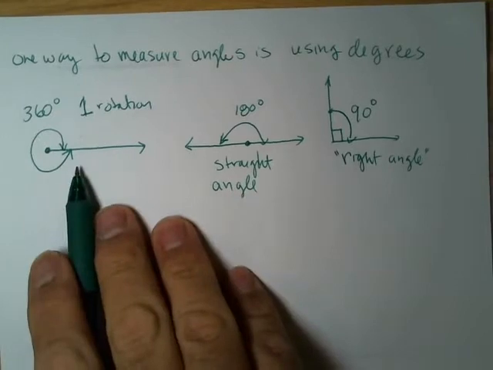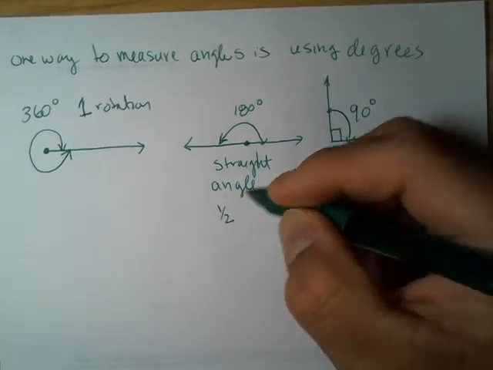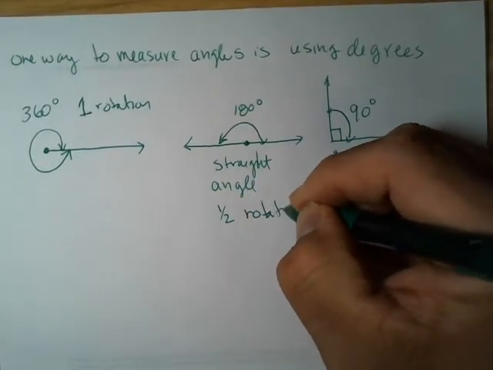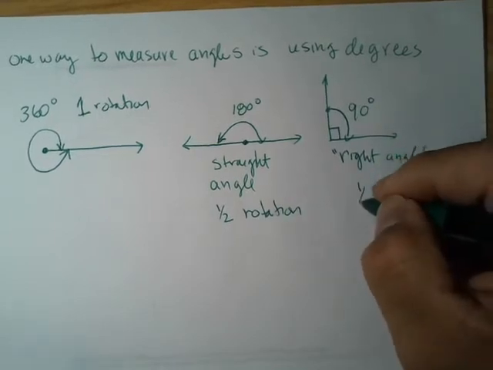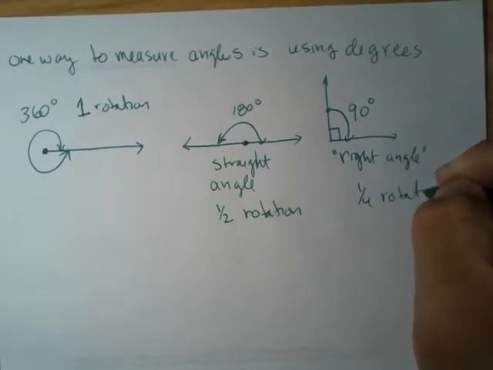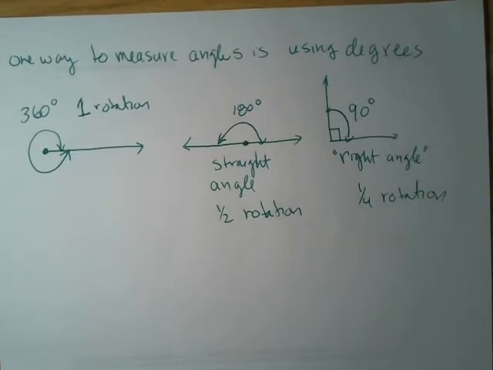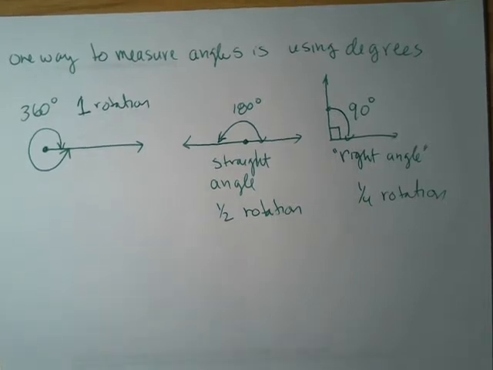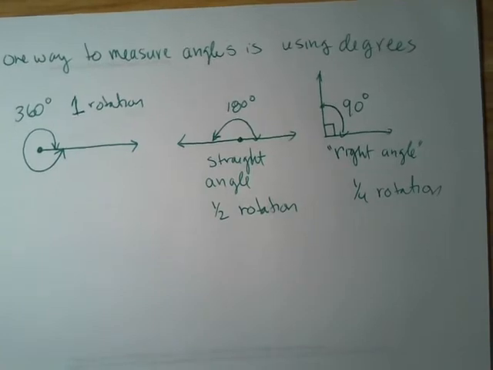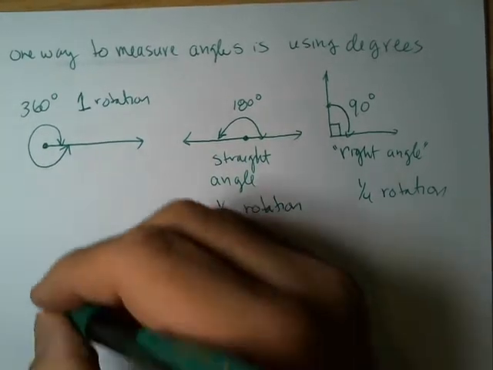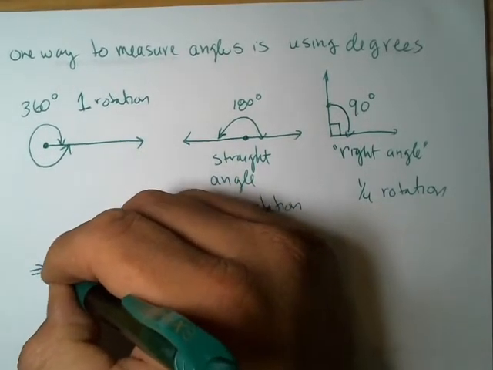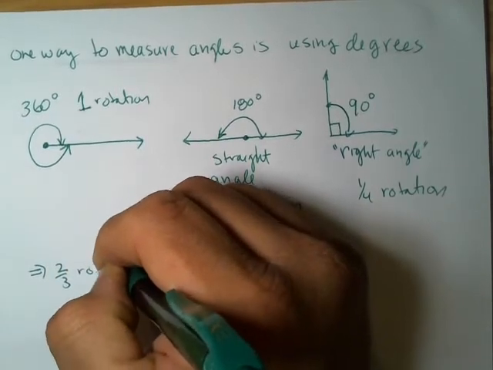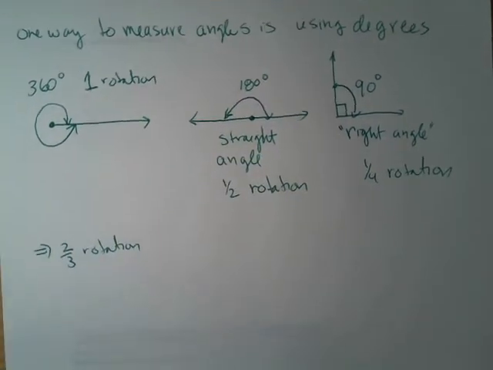So here we have one rotation. This is half a rotation. And this one is 1/4 of a rotation. Now more importantly, as long as I know what percentage or what fraction of a rotation it is, I can measure it in degrees. So if I say I go 2/3 of a rotation, I know how to find the degree measure of this.